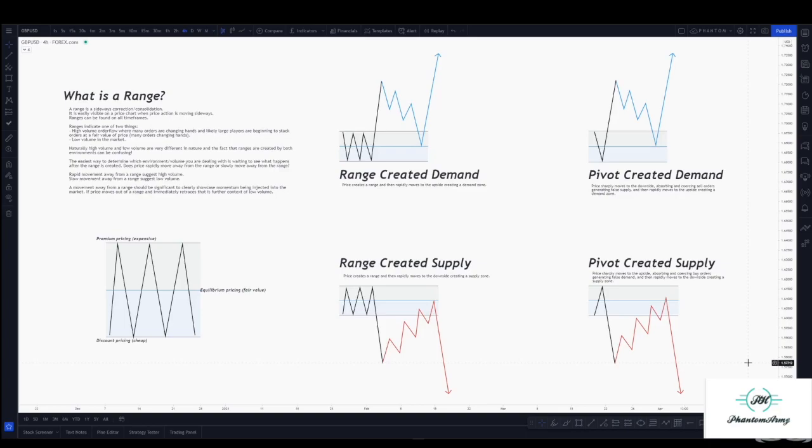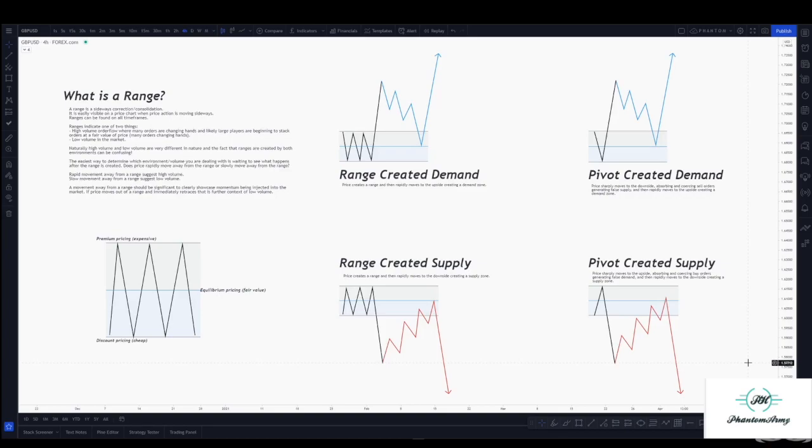Now, the other end of the spectrum of a range is also low volume in the market. And it gets a little bit confusing. I'm sure after me saying that, you go, well, how am I really going to know if it's high volume or low volume if ranges are both created by the same thing?